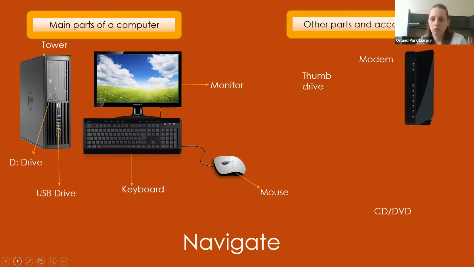Then we have our modem. Again, if you have internet access, it may look a little different than this, depending on whatever company you are getting your internet access from. So you're going to have a modem for internet.